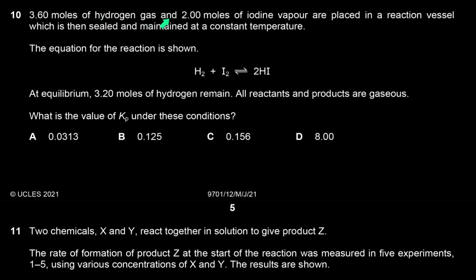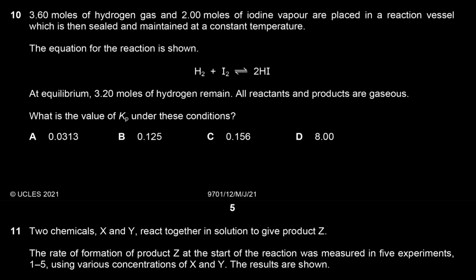3.6 moles of hydrogen gas and 2 moles of iodine vapor are placed in a reaction vessel, which is then sealed and maintained at constant temperature. The equation for the reaction is shown. At equilibrium, 3.2 moles of hydrogen remain. All reactants and products are gaseous. What is the value of Kp under these conditions?